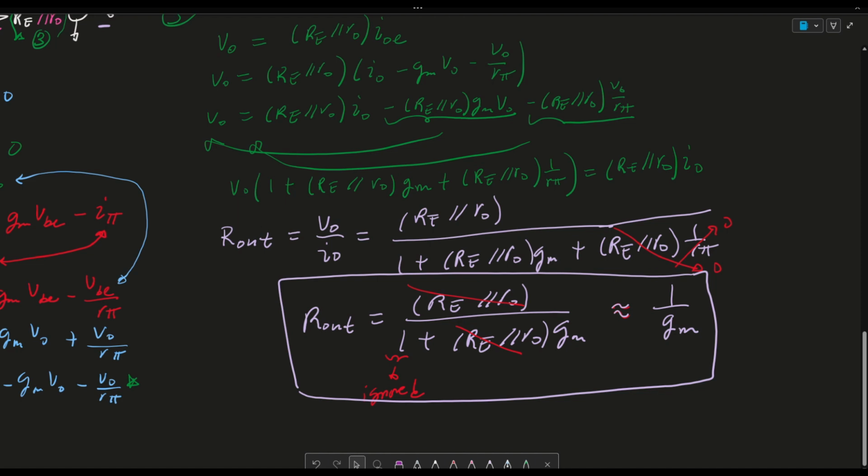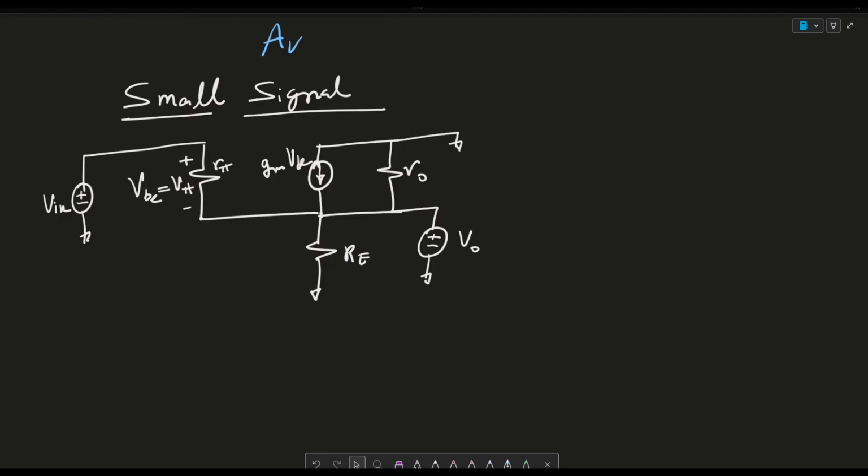Okay, so now we'll go ahead and talk about the AV gain, or the voltage output over the voltage input. And so what I did here is I redrew the circuit, and what I'm going to do is label some things. So first of all, I'm going to go ahead and delete this VO because it's just the same voltage across here, VO. I'm going to consider RO to be deleted. It's in parallel with this RE, so I'll do that.